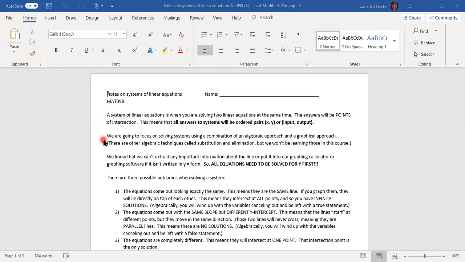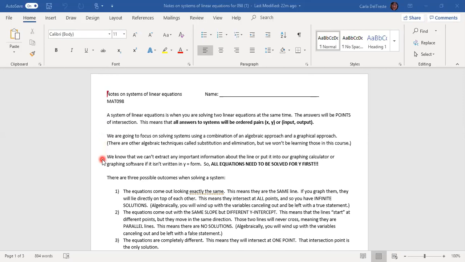We're going to focus on solving systems using a combination of algebra and graphing. There are other algebraic techniques out there, mostly substitution and elimination. You might have learned those in previous courses. We're not going to be learning them in this class, but if you already know how to do them, you are totally free to use any technique that's going to help you get the answer. Or if you want to see one of them, I'd be more than happy to show you. But I want to focus on just one way to get you guys ready to solve systems.